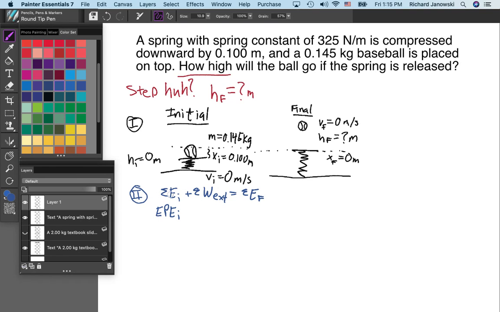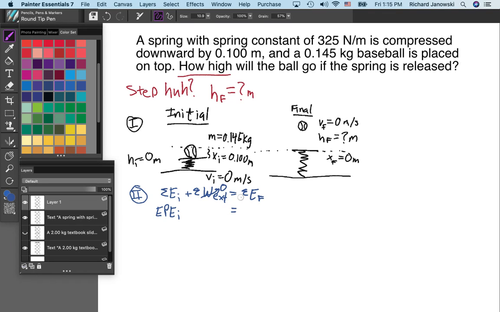So this term here, sigma E initial, becomes this, EPE initial, plus sigma work external. There's no friction. There's no air resistance that we care about. There's nothing else giving us or taking away energy. So that is just 0. So I wish I had a little more room. That goes to 0. We're not worried about that term.